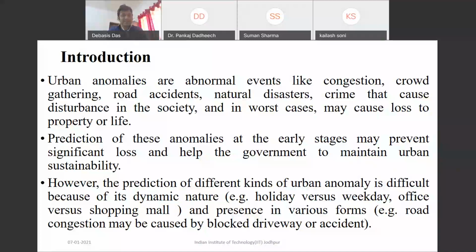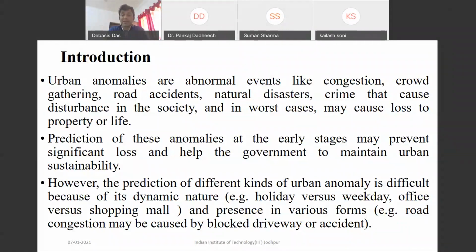Now the prediction of different kinds of urban anomaly is difficult because they are dynamic in nature. So these events are also dynamic. Sometimes, if you know that every day the traffic of this region is 10,000, then it is acceptable. You continue for 7 days with 10,000, but it is not like that. Holidays versus weekend, weekdays, as well as office versus shopping mall. So these anomalies are totally different and appear in different forms.